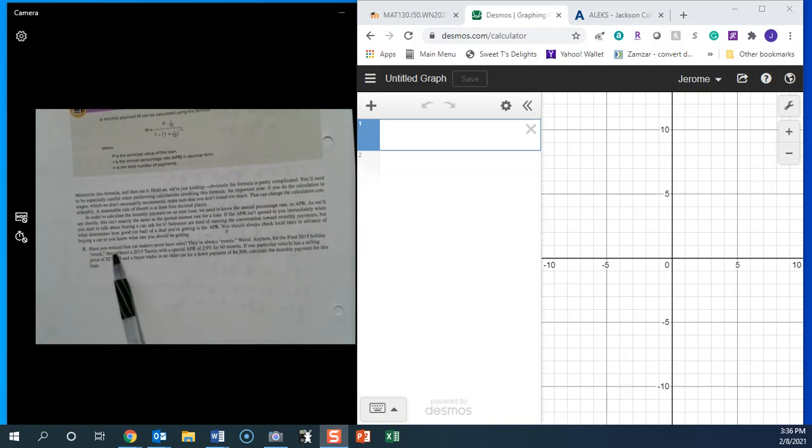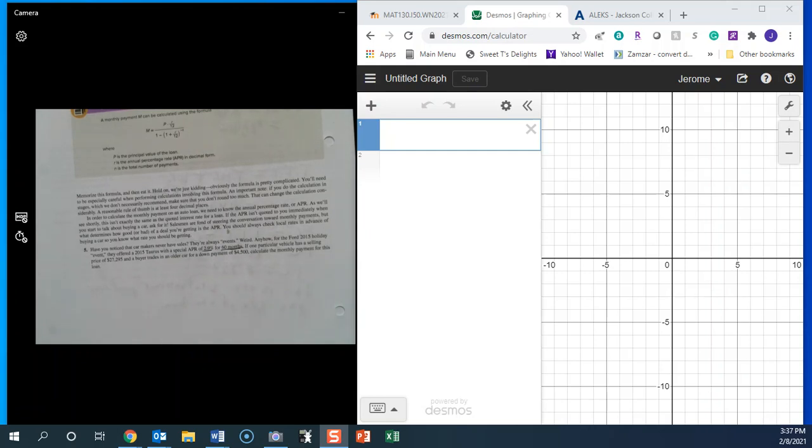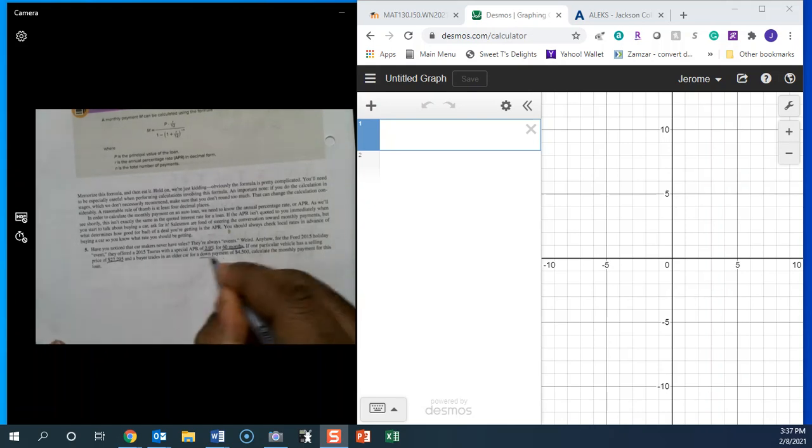It says, have you noticed that car makers never have sales? There are always events. Weird. Anyhow, for the Ford 2015 holiday event, they offered a 2015 Taurus with a special APR of 2.9% for 60 months. If one particular vehicle has a selling price of $27,295 and a buyer trades in an older car for a down payment of $4,500, calculate the monthly payment for this loan.